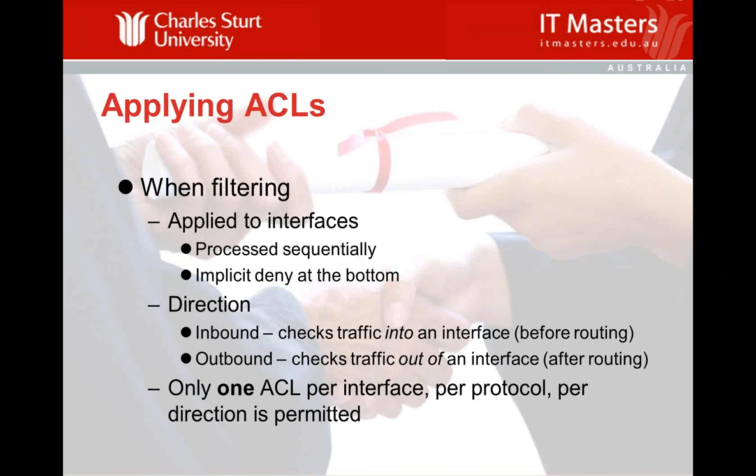Now, there is only one ACL per interface, per protocol, per direction permitted at a time. In other words, if you have a FastEthernet interface, you can have an IP access list in an outbound direction and an IP access list in an inbound direction at the same time, but that's it. You can only have one per protocol, per interface, per direction at a time.